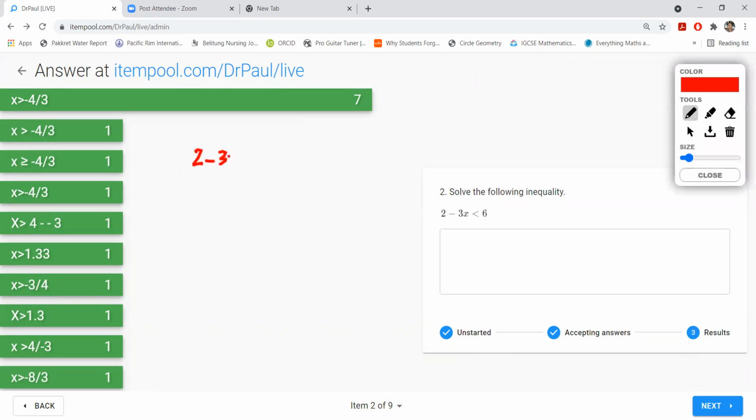So 2 minus 3x less than 6. So you have -3x less than 6 minus 2, which is 4. We need to divide by -3. So the -3 will cancel. And now you're changing your direction because you divided by a negative number here. So x is greater than -4 on 3, and no equal sign like that. Don't do that.